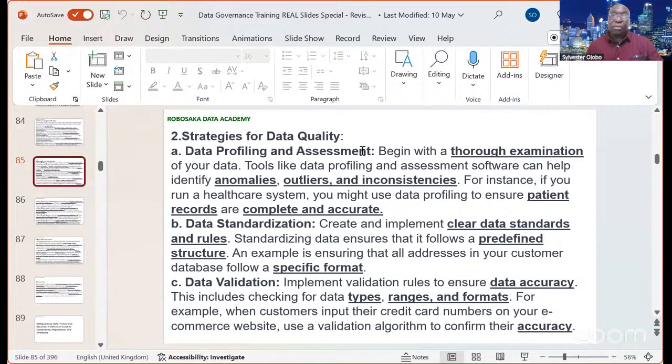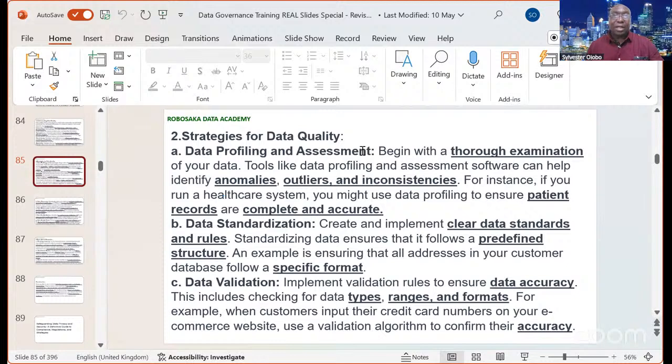For example, if you run a healthcare system, you might have to use data profiling to ensure patient records are in line with the key dimensions of data quality, which of course talk about completeness, accuracy, consistency, timeliness, uniqueness, reliability, and all those are part of the profiling that you need to do.